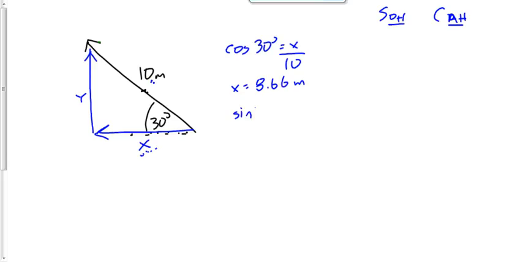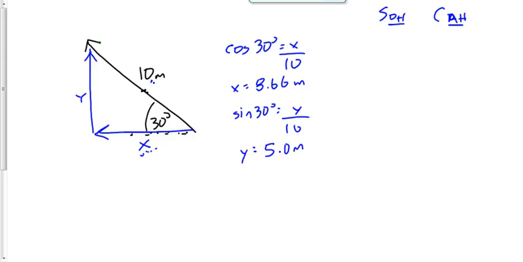Sine 30 degrees is equal to y over 10. So y is equal to 10 sine 30. Why sine? Well, because sine is opposite over hypotenuse, and the y component is the opposite side of the triangle. 10 sine 30 is 5.0 meters.